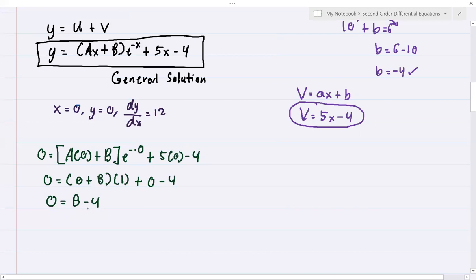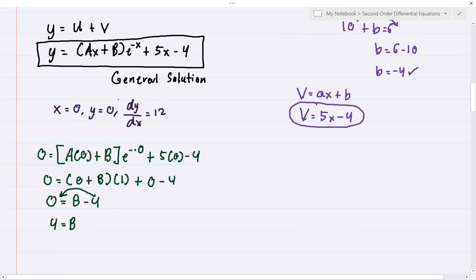Now we are going to find your b. Since we have b here, we will transpose 4 to the left and we will have 4 equals b. That's it. But how can we find your a? Can we substitute 4 in this specific equation? The answer is no, obviously, because you will not find your a value.